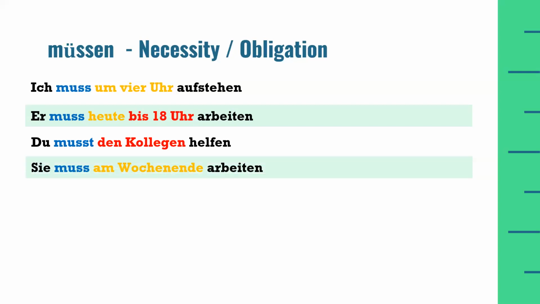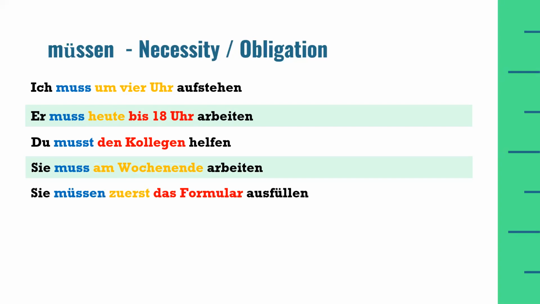Sie muss am Wochenende arbeiten. She has to work at weekend. Again, in this sentence, it is necessary for her to work at weekend because otherwise she will not be having enough money. Therefore, we have used müssen modal verb, and we have conjugated it according to the subject sie, which means she in this case. Then comes am Wochenende, and arbeiten is the verb which we have used in the infinitive form at the last position.